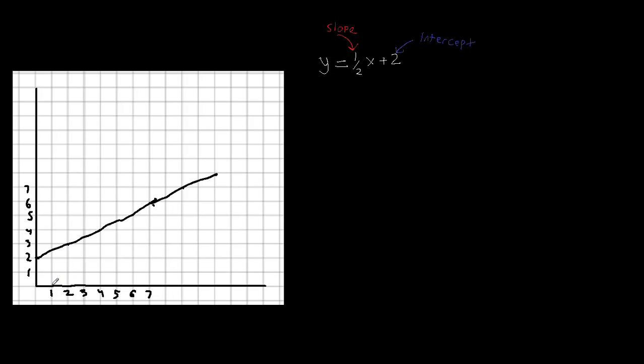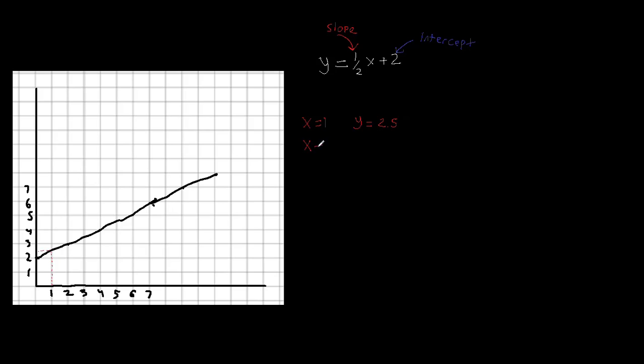So let's go ahead and pick our first x here of 1. If we have x equals 1, we go up and we go over. So when x equals 1, y is supposed to be equal to 2.5. You can see that's pretty accurate here.